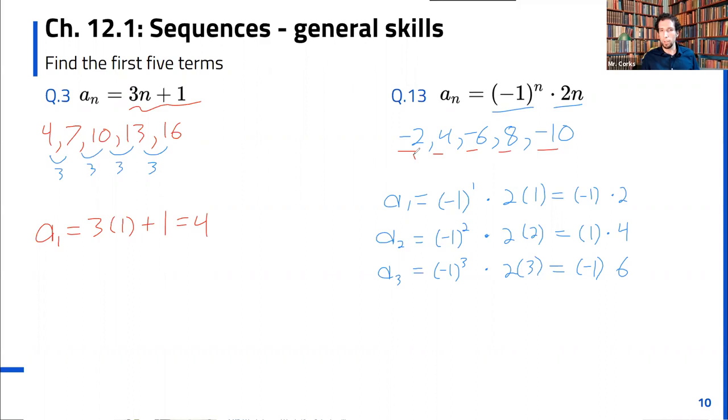What is the difference between each of these terms? 2. Between -2 and 4, 6. That's 6. What's the difference between the next two? 8. Oh, no, 10. Let's get our direction. +10 or -10? -10. The next two.